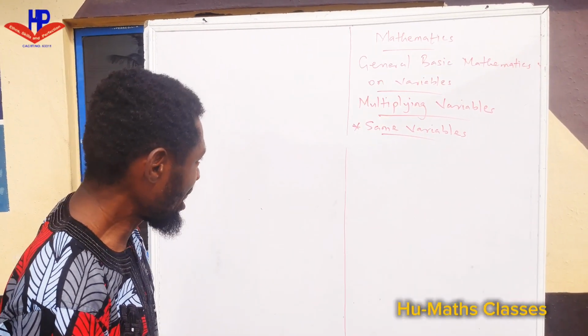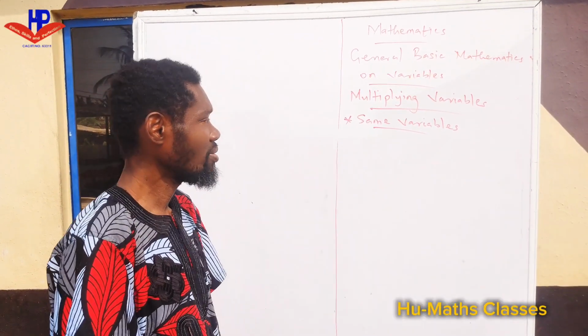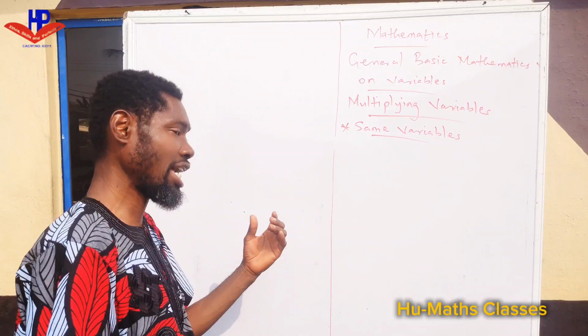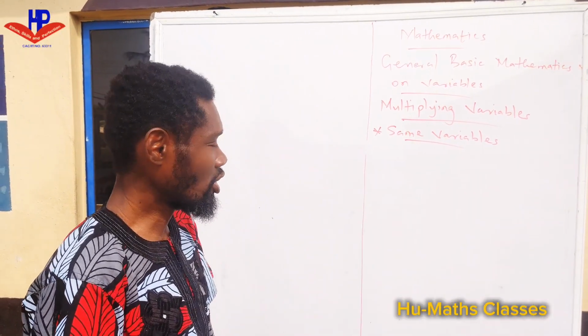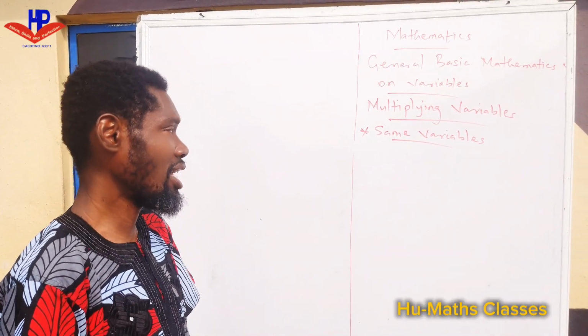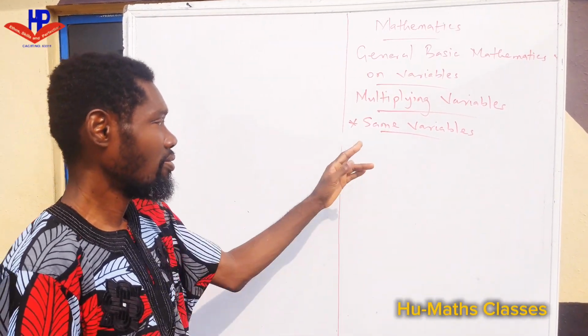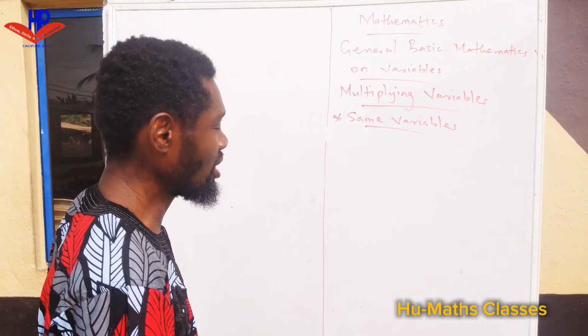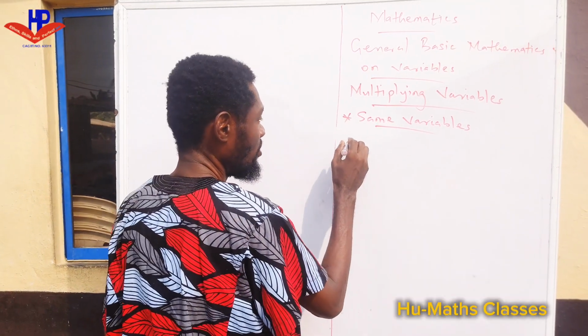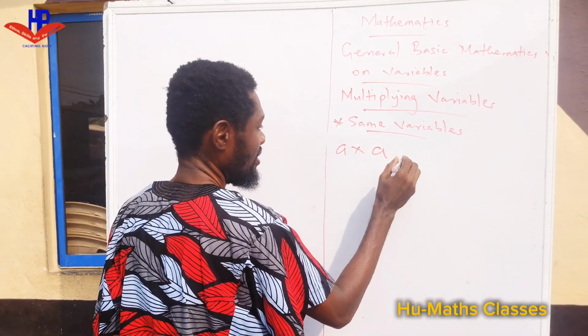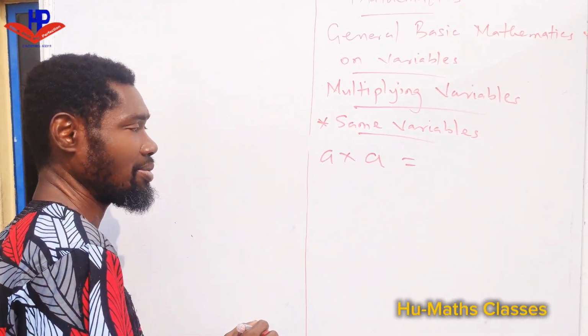Okay, let's look at multiplying variables today. We've treated addition and subtraction of variables. Let's look at multiplication of variables, when the variables are the same. Example, A times A.